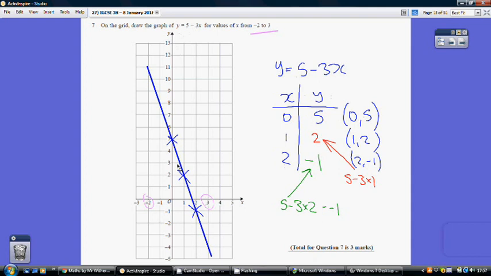So plot those 3 points. That's showing you where the straight line is, but do make sure when you get your ruler out and draw in your straight line, it does stretch all the way from minus 2 all the way up to plus 3. Don't just draw the line between your 3 points.